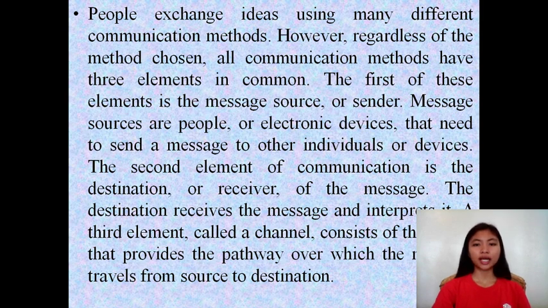People exchange ideas using many different communication methods. However, regardless of the method chosen, all communication methods have three elements in common. The first of these elements is the message source or the sender. Message sources are people or electronic devices that need to send a message to other individuals or devices. The second element of communication is the destination or receiver of the message. The destination receives the message and interprets it.